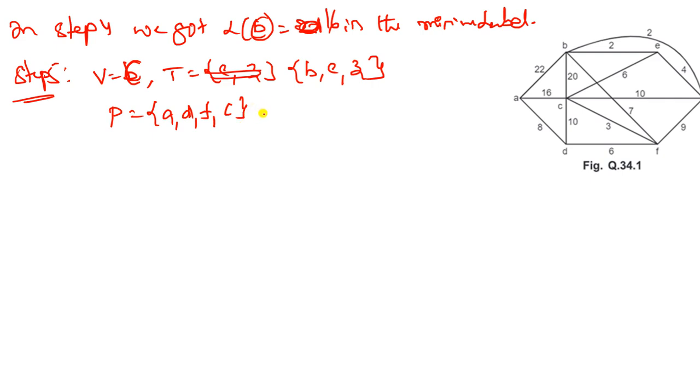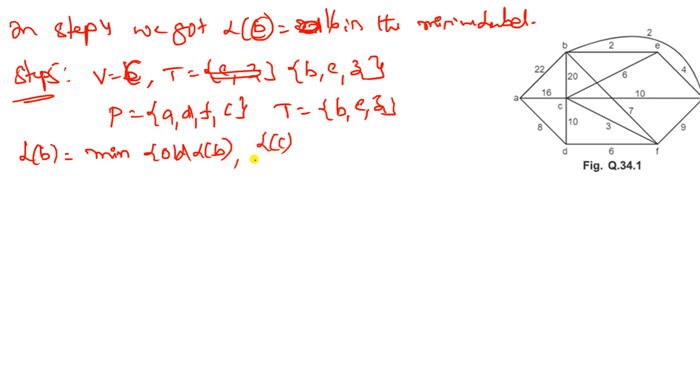This process, why are we following all this process? To find out the path length, the distance between A to Z. That is why we are following this whole process. So P is equal to ADFC and then D is equal to B, E, Z we have. Now come to the point L of B. L of B is equal to minimum of old LB value, comma L of C. So in this particular step 5 we will use L of C completely.